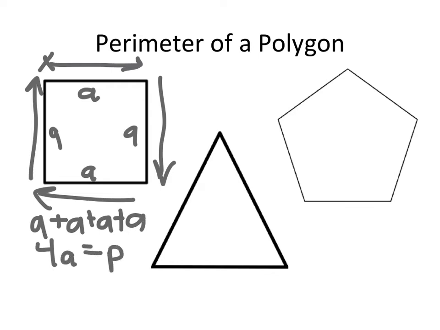equals perimeter. So having them see that something that they understand, that it's a little more basic, like going around the shape of a square, can be turned into a formula, is a good way for them to understand what a formula is and what it does.